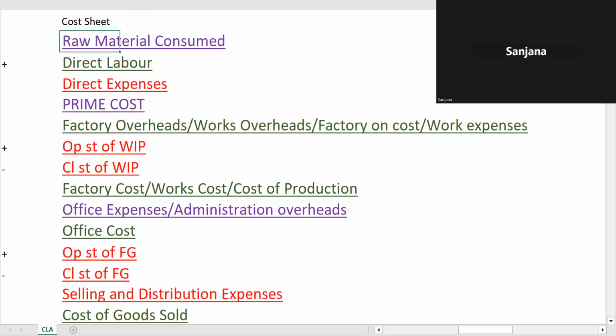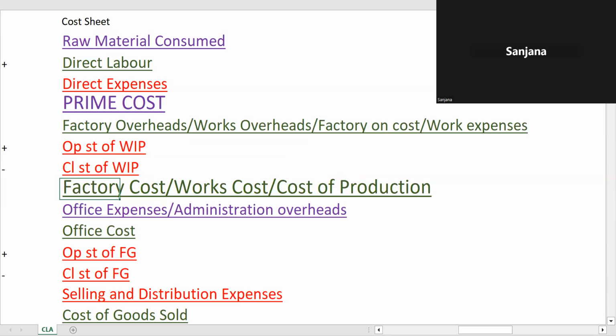So here you will get this prime cost, first ये है हमारा prime cost, okay. So prime cost is the main raw material consumed and direct labor. फिर factory overheads और opening and closing stock of work in progress करने के बाद we got cost of production और factory cost, ठीक है, ये हुआ.